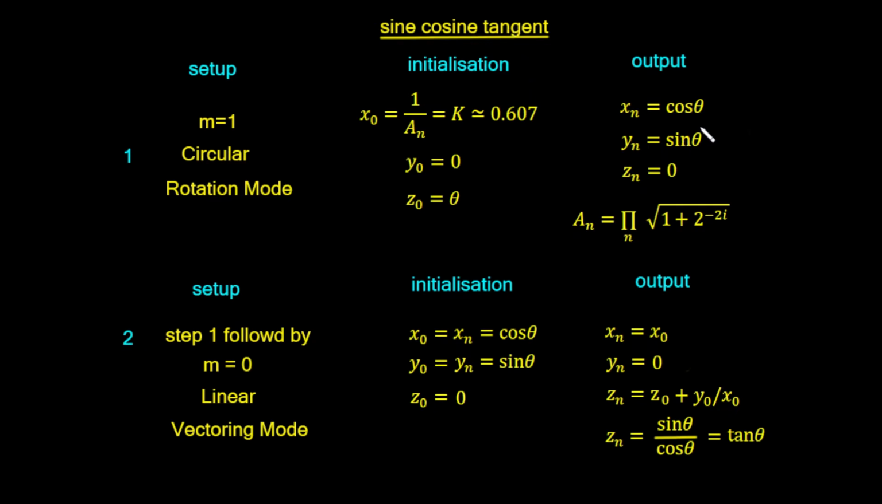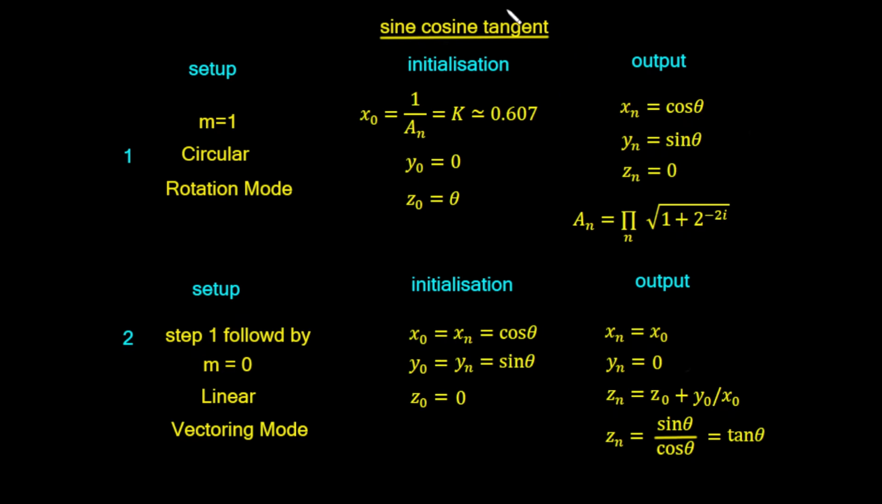We were able to generate the cosine of an angle theta and the sine of an angle theta using the same step. So the setup was m is equal to 1, and this would ensure that we are in circular. And then we used the rotation mode. The initialization, we have x0 is equal to the value 0.607, y0 is 0, and z0 is the angle theta we wish to find. And the output xn will give us our cosine of that angle theta, and yn will give us the sine of that angle theta.